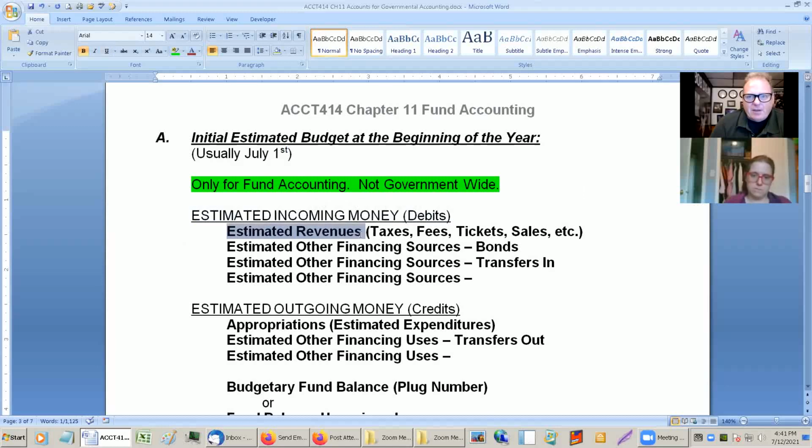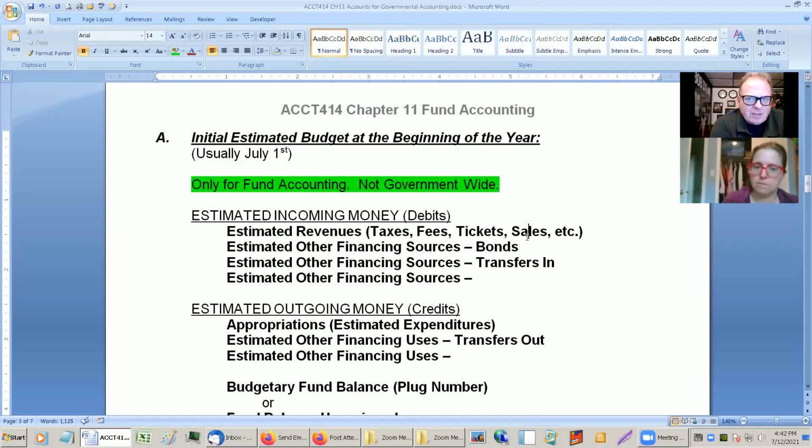Now, there is something very weird about it if you look at it. First of all, these are all estimated. So estimated revenue, for instance, is how much money is going to come in. Taxes, fees, whatever. Some of these will be property taxes, some parking tickets, building permit fees, sales taxes, or selling stuff, like a hot dog stand in the park that the city runs. That's all money coming in. So you have estimated revenues.